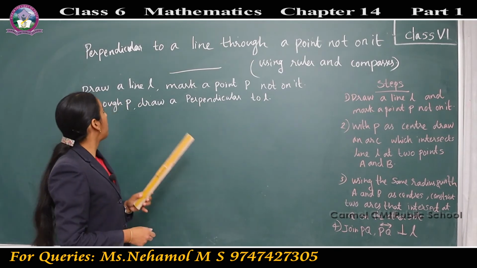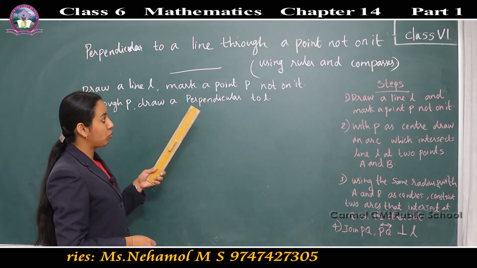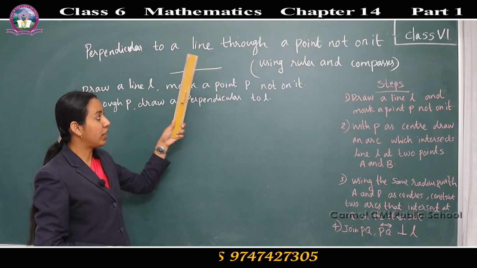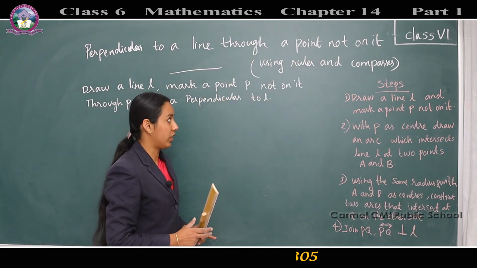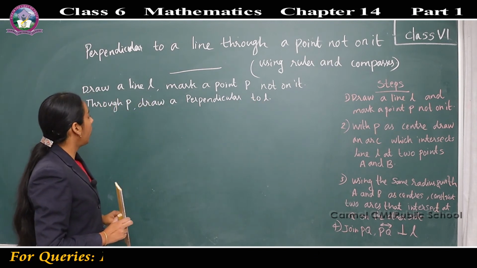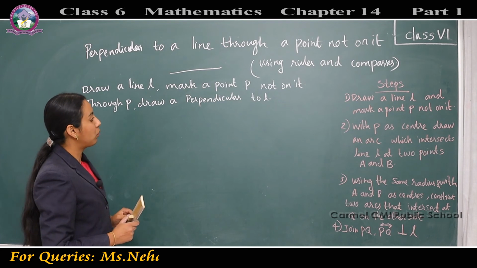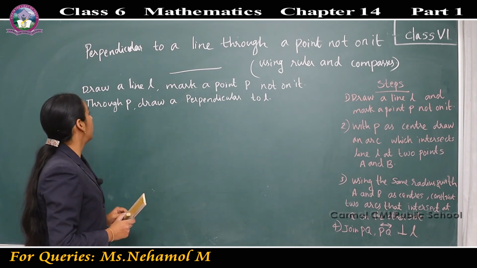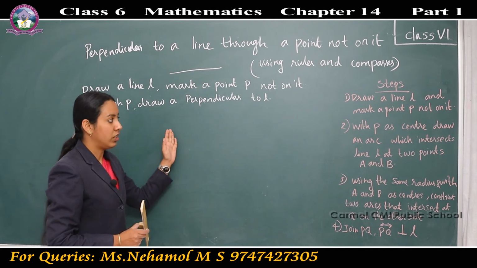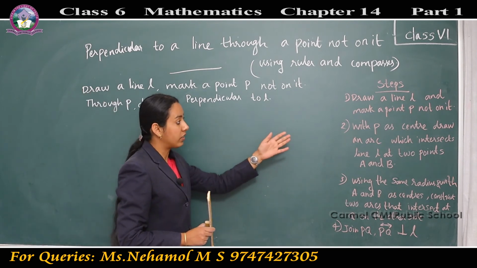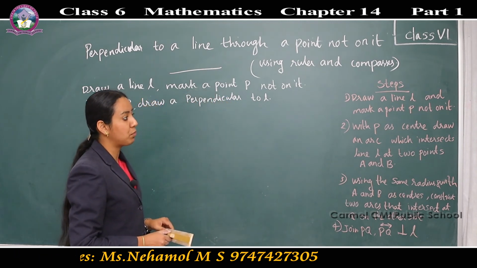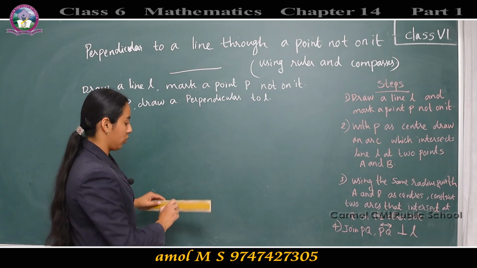Next topic, perpendicular to a line through a point not on it using ruler and compasses. Example, draw a line L, mark a point P not on it. Through P, draw a perpendicular to L. Here also certain steps are there. First one, draw a line L and mark a point P not on it.